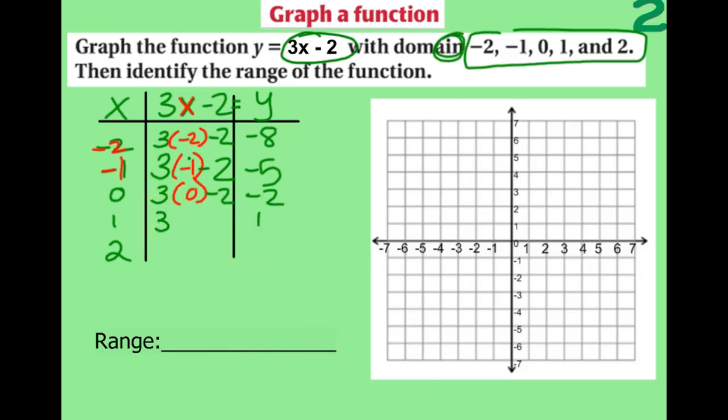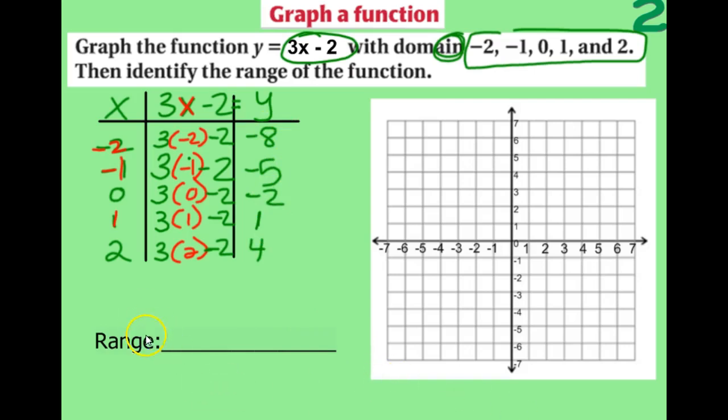We have 3 times x this time, which is 1. And then minus 2. 3 times 1 is 3. 3 minus 2 is 1. Yep. And then last, 3 times 2 is 6. And 6 minus 2 is 4. And our pattern going up by 3 works.